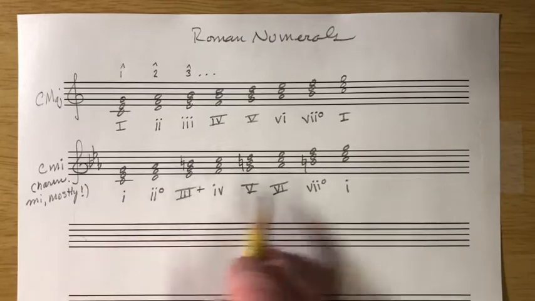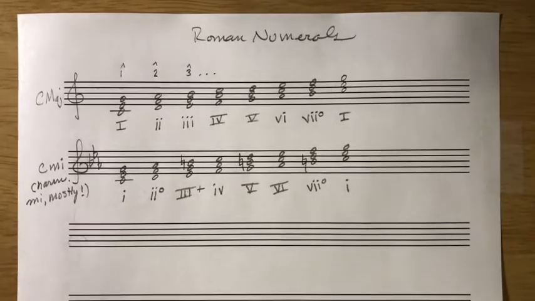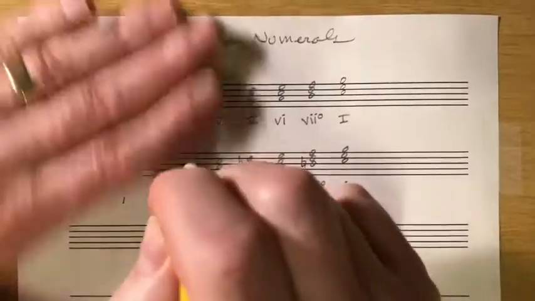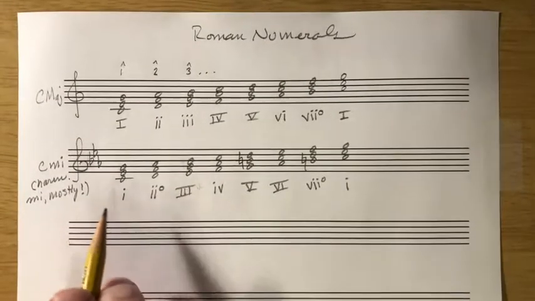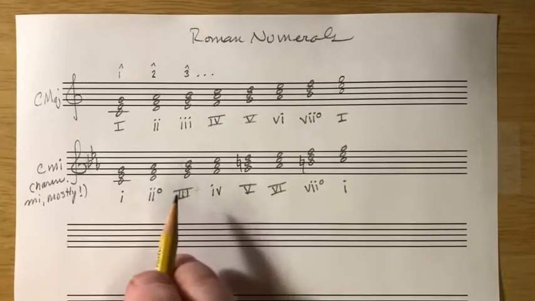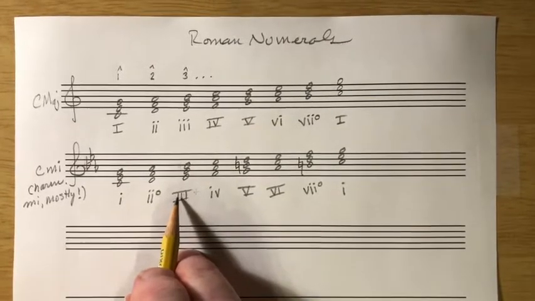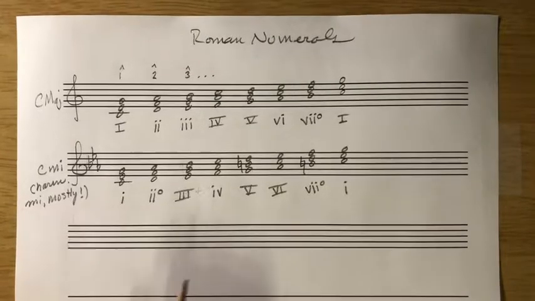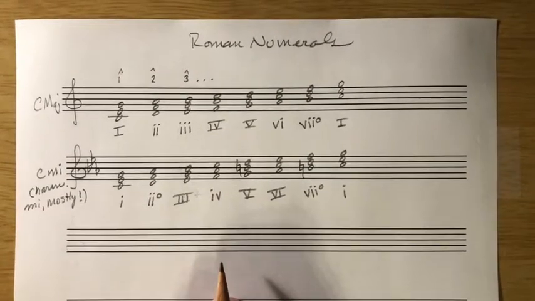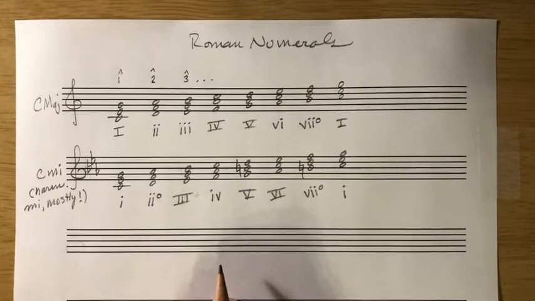But the pattern of chords that I've given you here, let's change it back, represents the most common chords that you'll find in a minor key, with 3 as a major chord, 5 as a major chord, and 7 as a diminished.